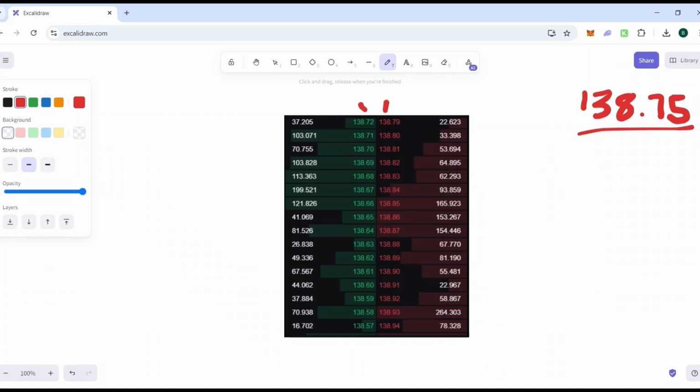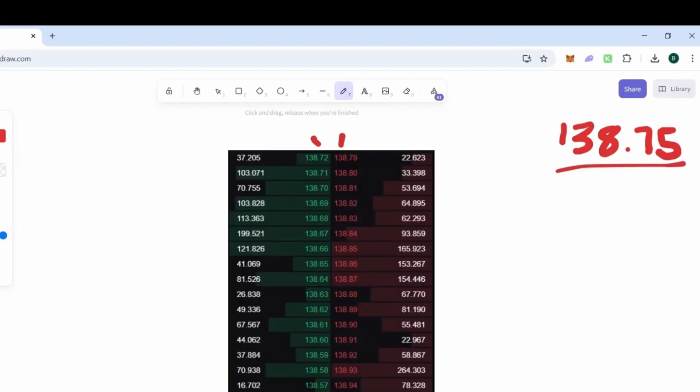Now, the asks will normally be higher than the current price, as you can see. 138.79 is actually higher than 138.75, which is the current price. All right? Now, both the bid and the ask will also have the sizes of the asset being offered for buying or selling. Okay?